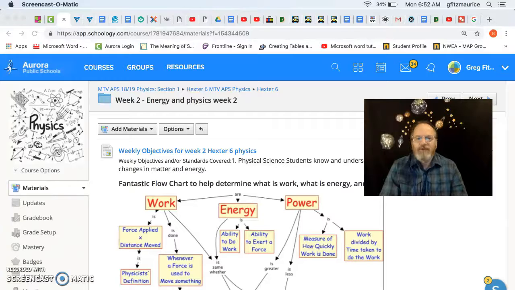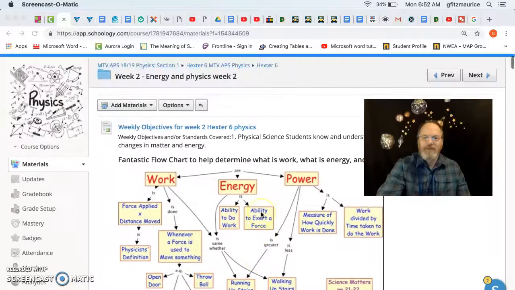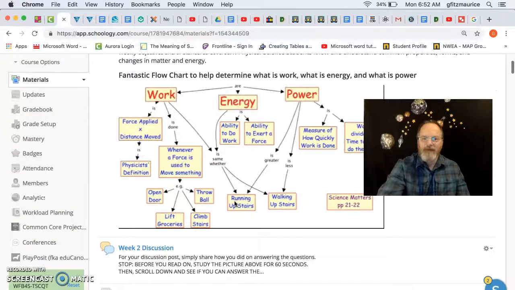Let's go over week 2 of Hexter 6 of physics. Start off with just a little flow chart that eventually you will get very familiar with: work, energy, and power. And you'll be able to copy this flow chart. Next week we'll get after that.